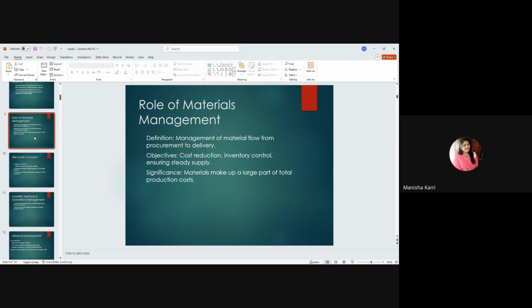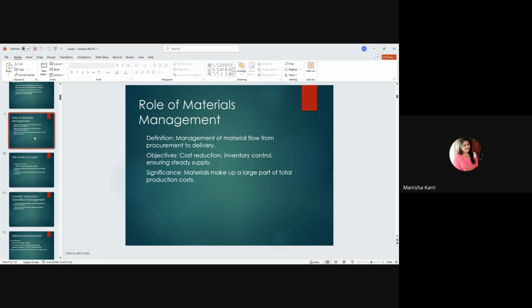Next one is steady supply. The company might have contracts with multiple suppliers, but they make sure they don't run out of critical components. If one supplier has an issue, then the steady supply entirely will be damaged. So to avoid this, we use procurement, inventory control and steady supply, these roles in materials management.